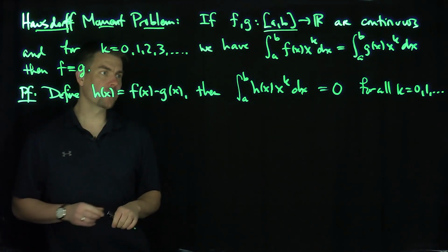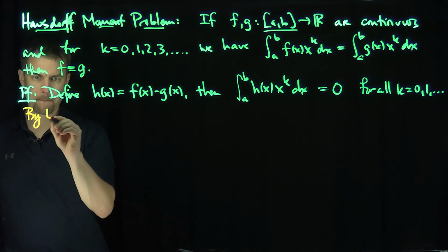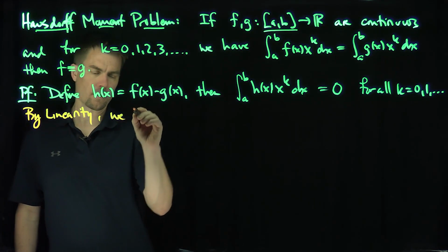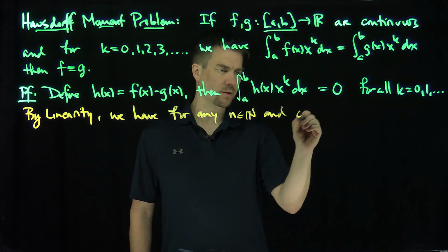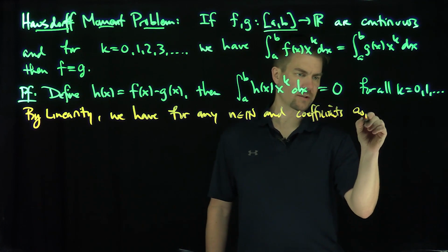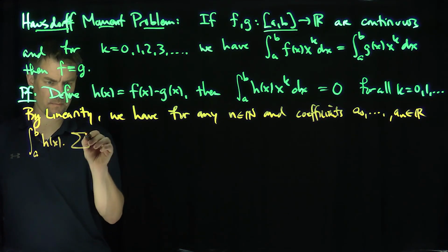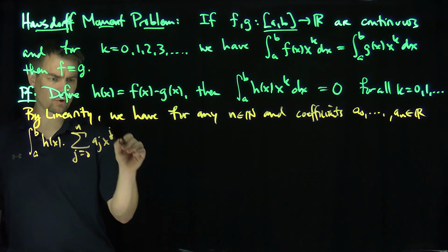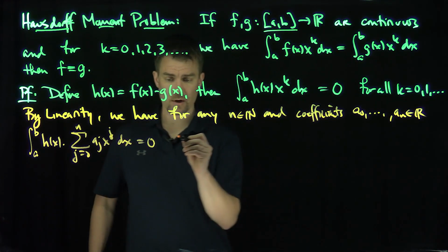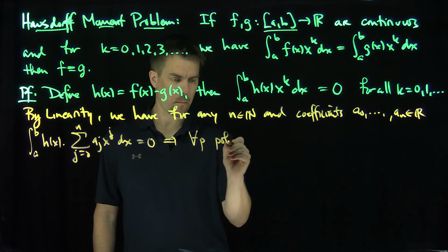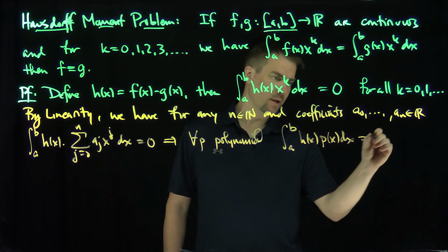Great. And so now here's the portion where we're going to say, if this is true for every k, by the linearity of the integral, we have for any n in N and coefficients a0 through an in R, the integral from a to b of h of x times the sum, j goes from 0 to n of aj x to the power j dx is equal to 0, just by the linearity of the integral. And what this tells me is that the integral of h against any polynomial is 0. So in other words, for every polynomial p, the integral from a to b of h of x, p of x, dx is equal to 0.